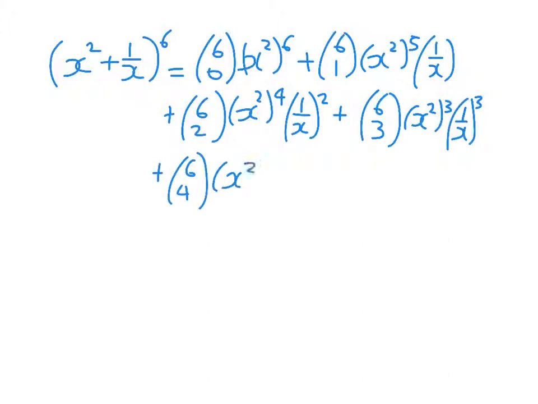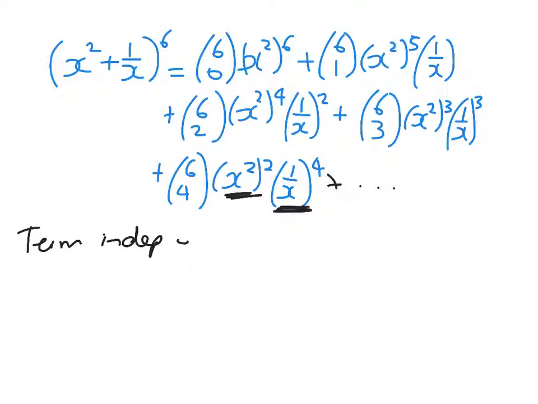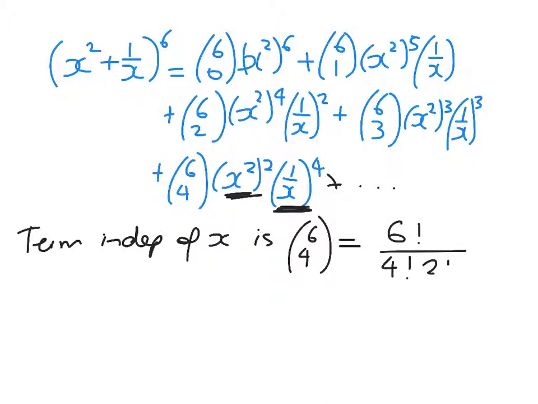I'm going to have x squared times 1 over x to the power of 4. So you can see what's going on in here. I've got that and that, so I don't need to keep going. I'm just going to put dot, dot, dot. And then the term that is independent of x is just 6c4, which works out to be, remember, 6 factorial over 4 factorial, 2 factorial, which is 6 5s over 2, which is 15.